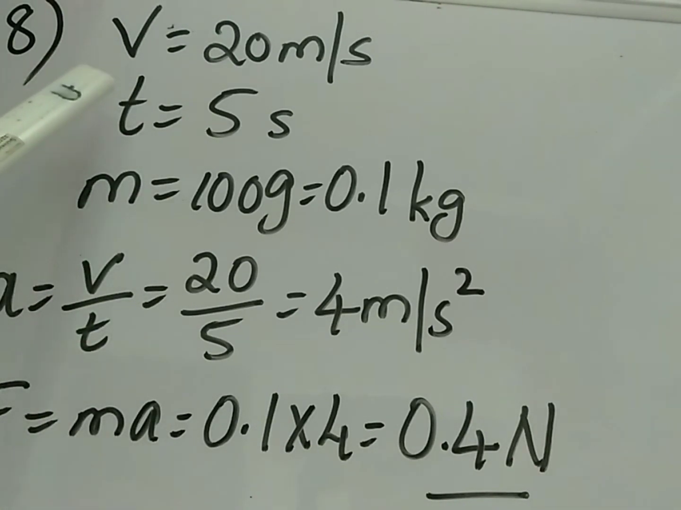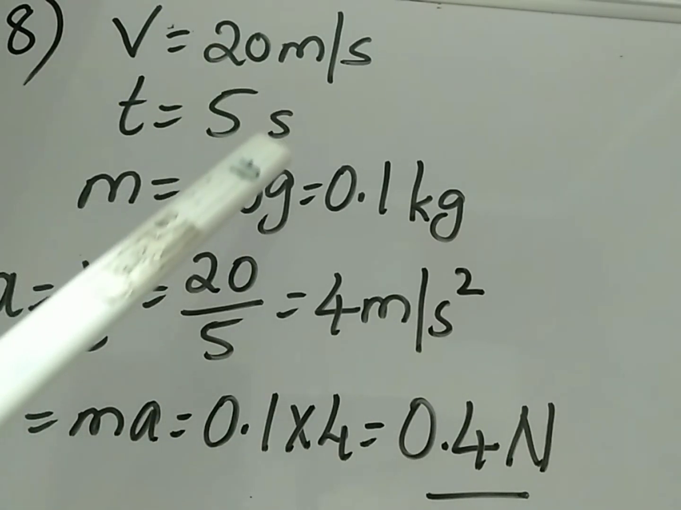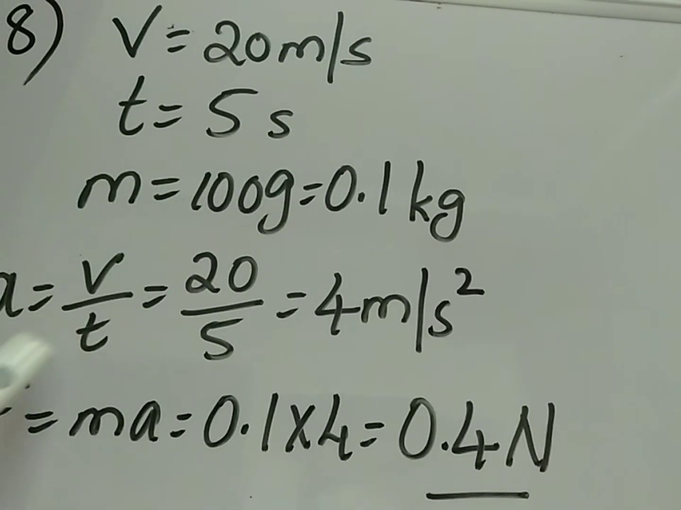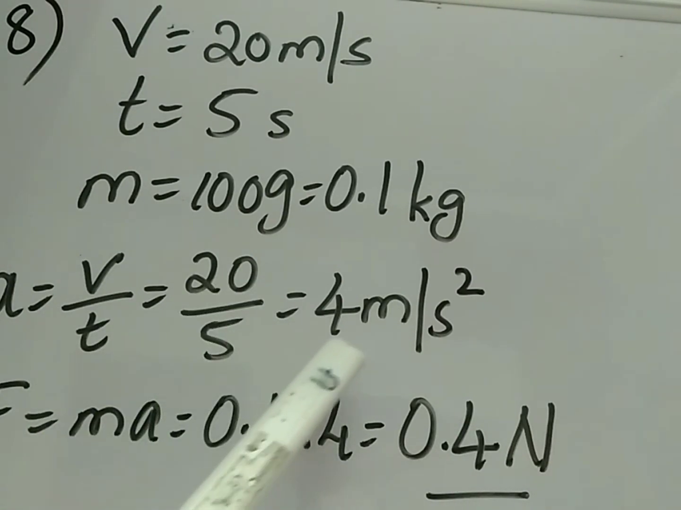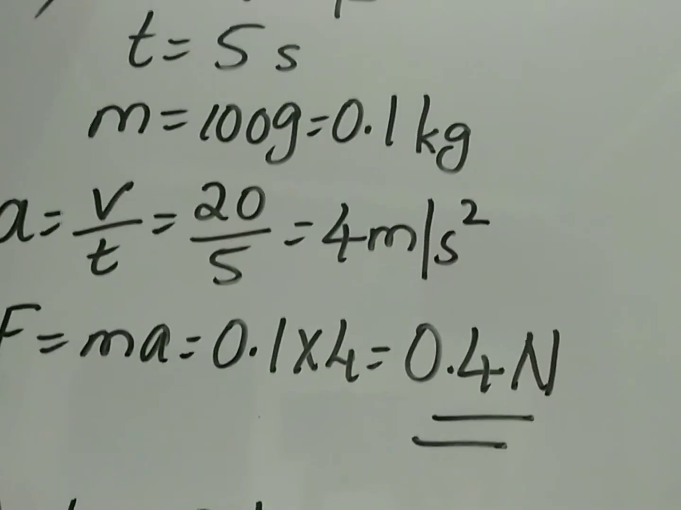From the graph it is clear, velocity at a particular instant. With the dotted line you can see velocity is 20 meter per second when the time is 5 seconds. So we can calculate acceleration as velocity by time. That is 20 by 5, you will get 4 meter per second square. So now we got acceleration. Now what is force? F is equal to ma. Mass is 0.1. 0.1 into 4, you will get 0.4 Newton. Question number 9.